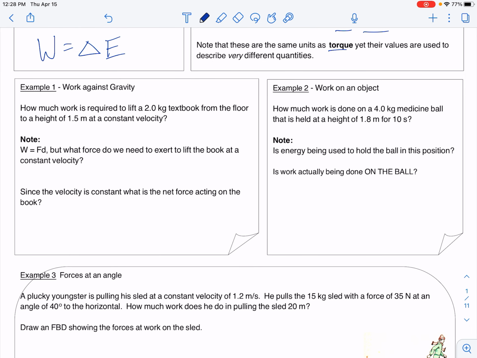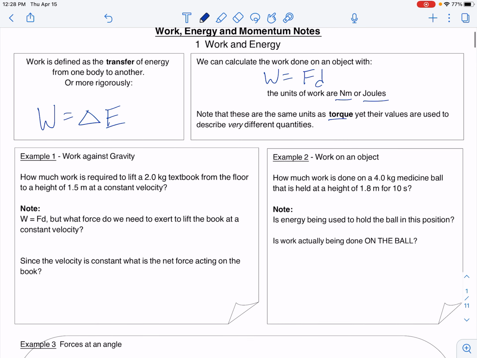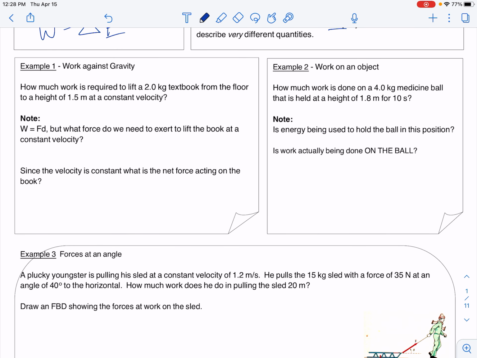All right, go ahead and pause the video. We have a couple example problems here. Pause the video now to work on example 1 and example 2. Then you can continue the video, and I'll show you how we would break this down.